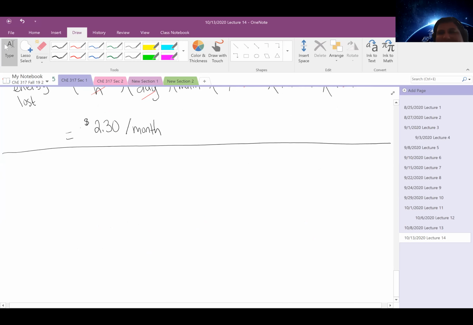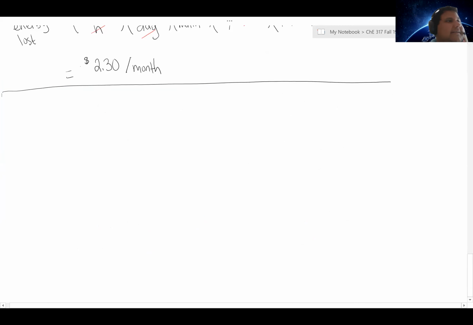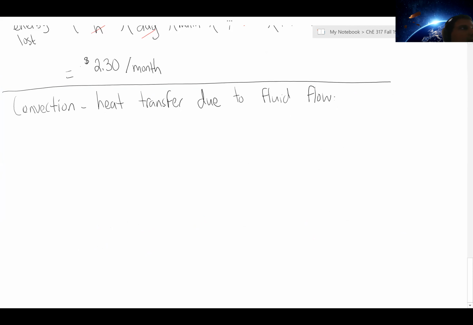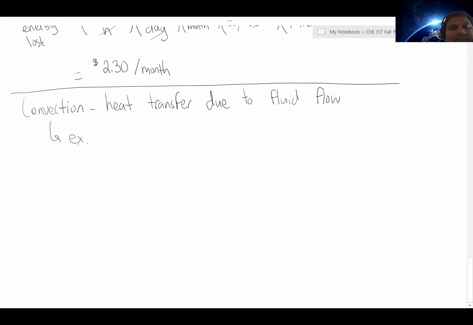All right, if not, let's shift gears then and talk a little bit about heat transfer by convection. Now, as stated earlier, convection is heat transfer due to fluid flow. And it's generally expressed or defined by what's known as Newton's law of cooling.